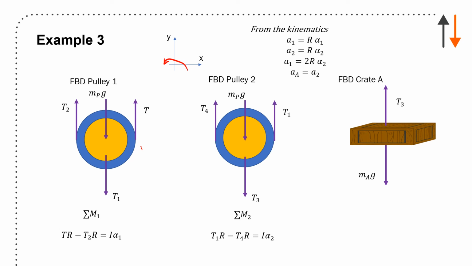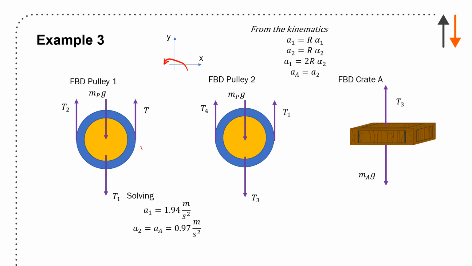From the kinematics, I can say the acceleration of pulley 1 is equal to r alpha 1. Acceleration of pulley 2 is equal to r alpha 2, r being the radius of the pulleys. A1 is equal to twice A2, and acceleration of A equals acceleration of 2. Substituting on all the terms, and I'll admit I solved this. I could have done it any number of different ways, but because I was curious about how it worked, I used SMath Desktop. And so I was able to solve the whole thing right away.